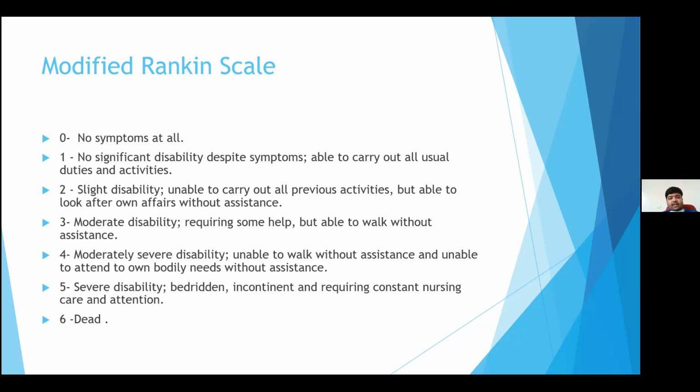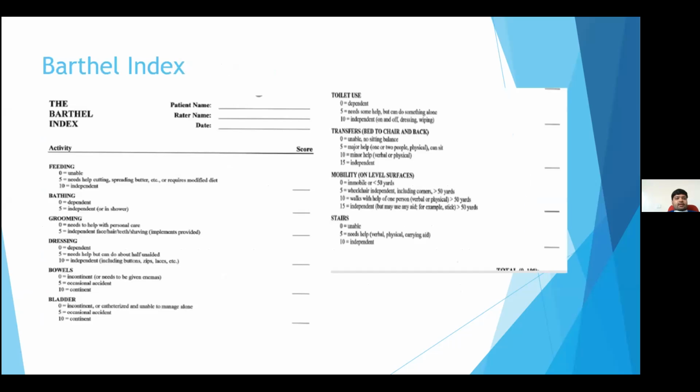In stage 4, they are unable to walk without assistance. So in the initial phase of stroke, they will be MRS 4. They have moderately severe disability, and they need assistance to attend to their bodily needs. Stage 5 is when they are bedridden, they have severe disability, they are incontinent and require constant nursing support. That is in the acute phases. Stage 6 is death. The Barthel index is very easily done even without this piece of paper.